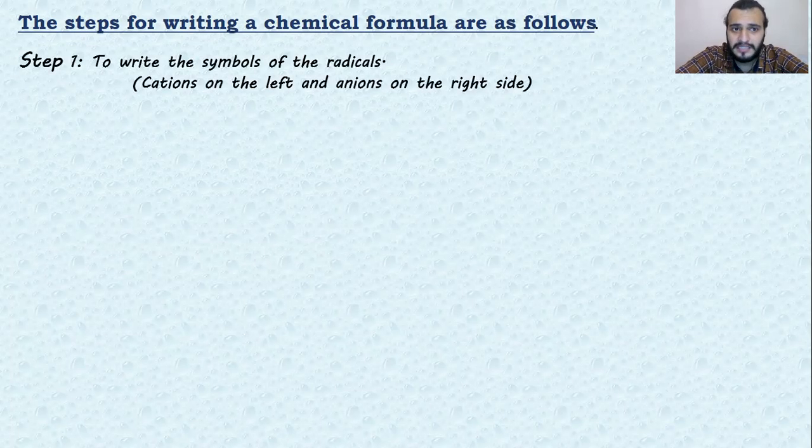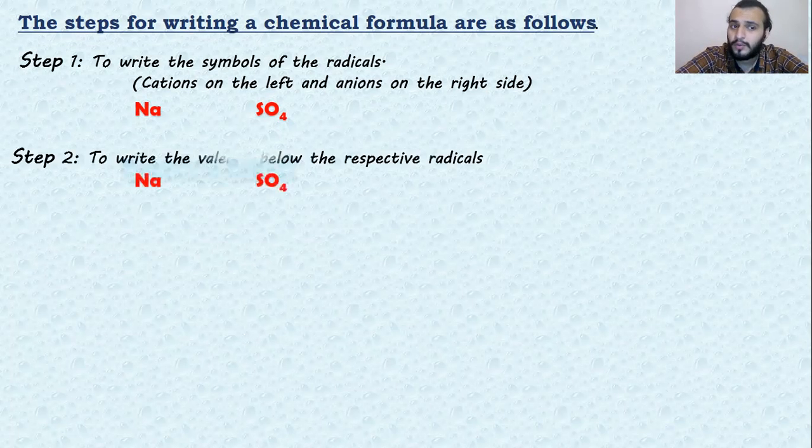The very first step is to write the symbols of the radicals. Cation we always write on the left side, anions on the right side. For example, sodium symbol Na, sulfate symbol SO4. This is step number 1.